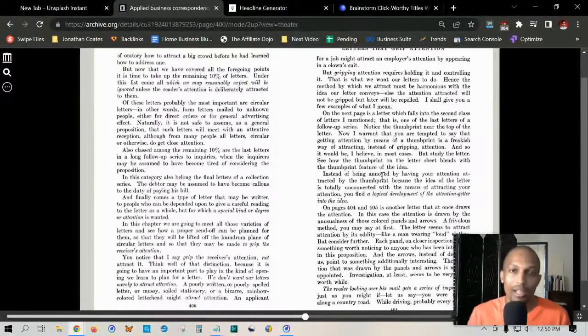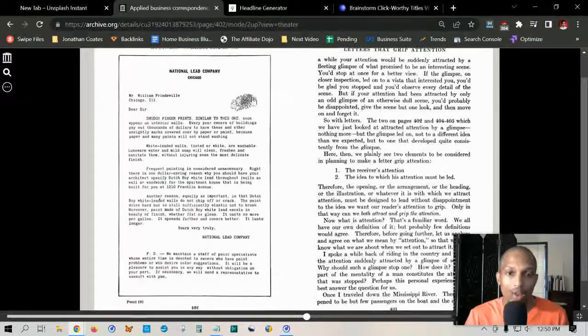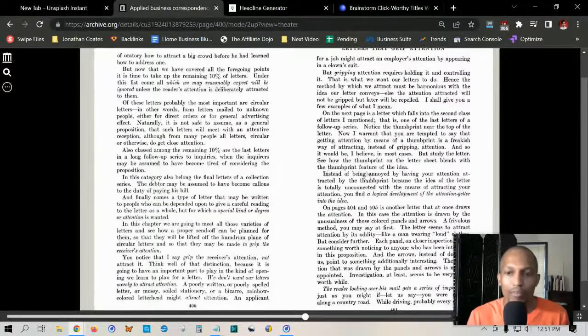So what he's saying is basically the thumbprint here is going to have a seamless transition. From the outside looking in, it does look kind of gimmicky, but when you actually read the letter, it makes perfect sense, and it's a nice seamless transition that actually complements it rather well. So that's basically what he's getting at here. Instead of being annoyed by having your attention attracted by the thumbprint, because the idea of the letter is totally unconnected with the means of attracting your attention, you find a logical development of the attention getter into the idea.